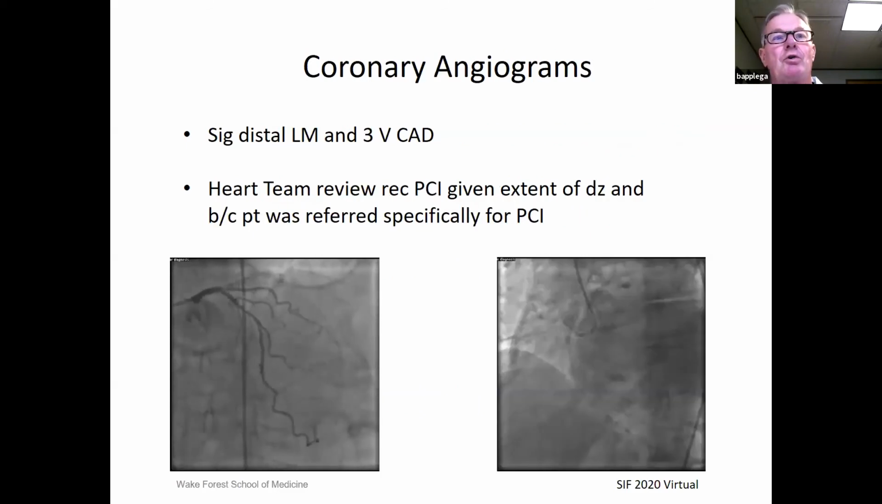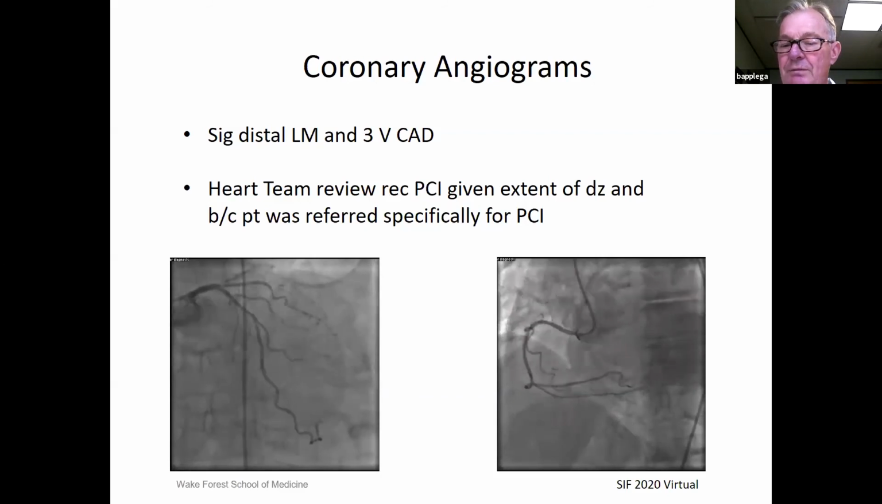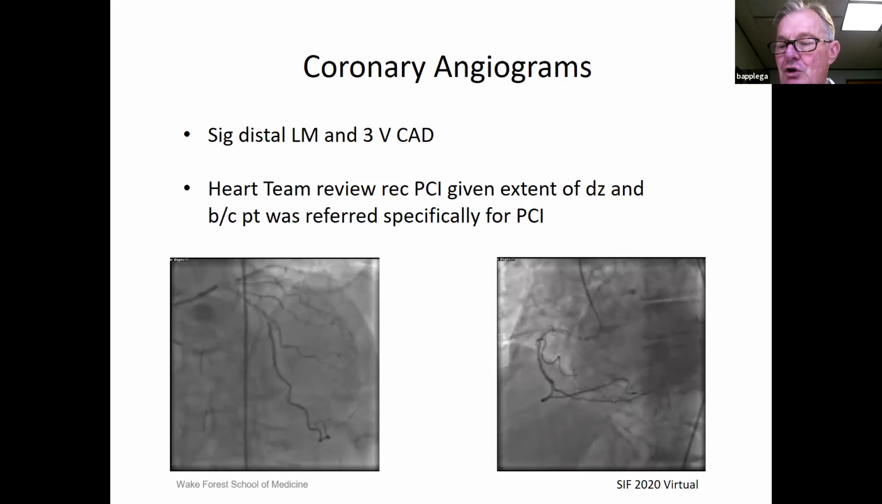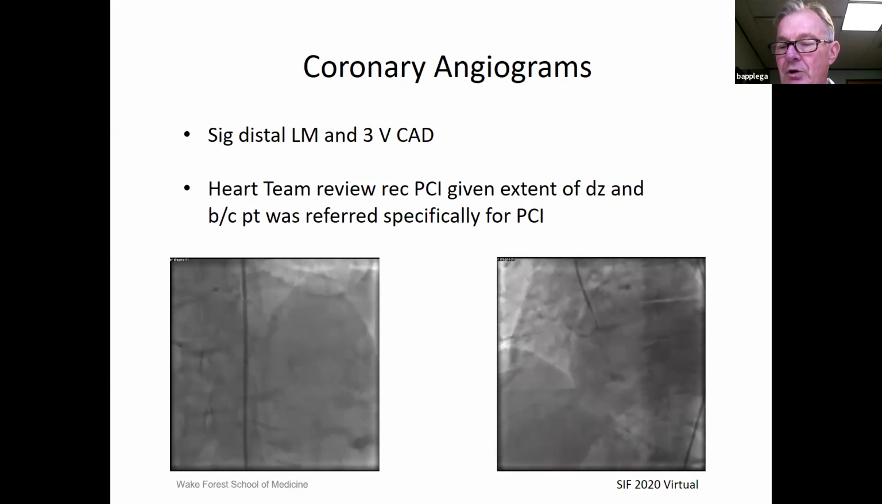Shown here are the coronary angiograms of this patient. There was extensive distal left main and LAD disease, a subtotally occluded circumflex stent, and non-obstructive right coronary artery. The heart team reviewed the coronary angiograms and the patient's case and recommended PCI of the left main and LAD to minimize ischemic-mediated LV compromise during TAVR.